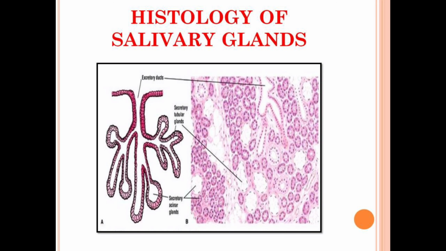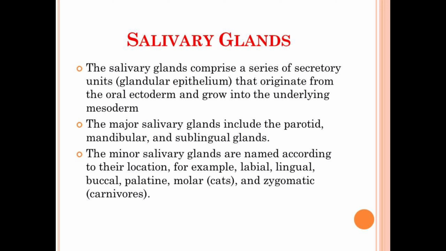In this video, we will discuss the histology of the salivary glands. So let's get started. First of all, what are salivary glands? Salivary glands are a unit that comprises various secretory units made up of glandular epithelium that originates from the oral ectoderm and grows into the underlying mesoderm.